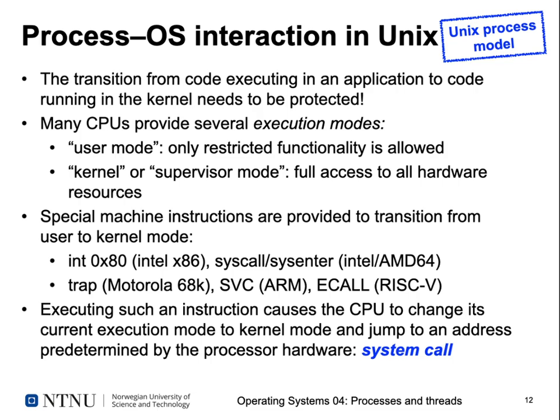It jumps to a specified location inside of the kernel, changes its execution mode to supervisor mode, so the kernel has all the privileges, and then of course the kernel starts running, and the kernel needs to be very careful to check all the parameters, if they're correct, if you have all the permissions, and then can execute your function. And this execution of such an instruction, by providing additional information about which function of the kernel you want, which parameters you want, and so on, this is what we call a system call.